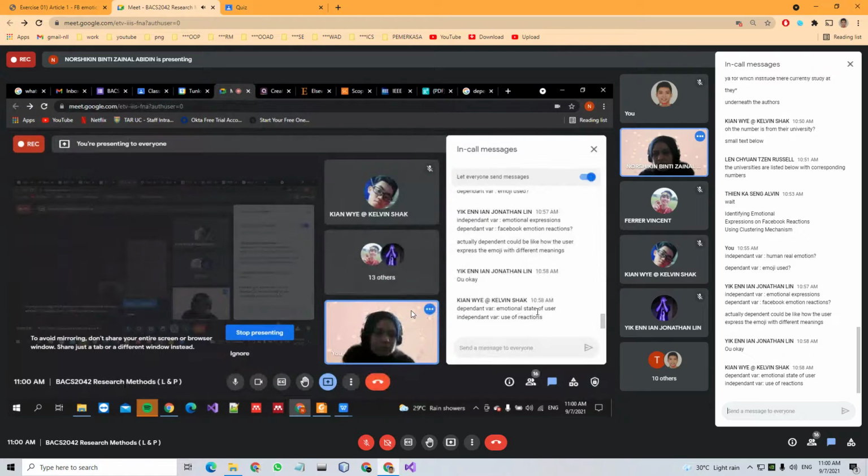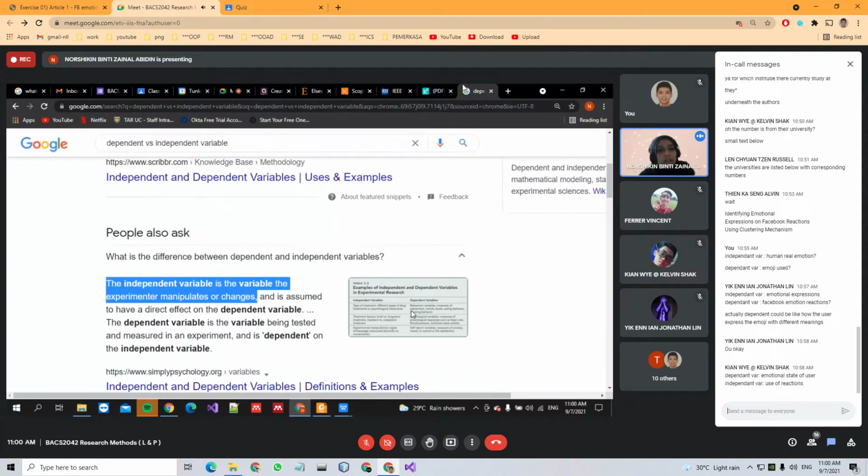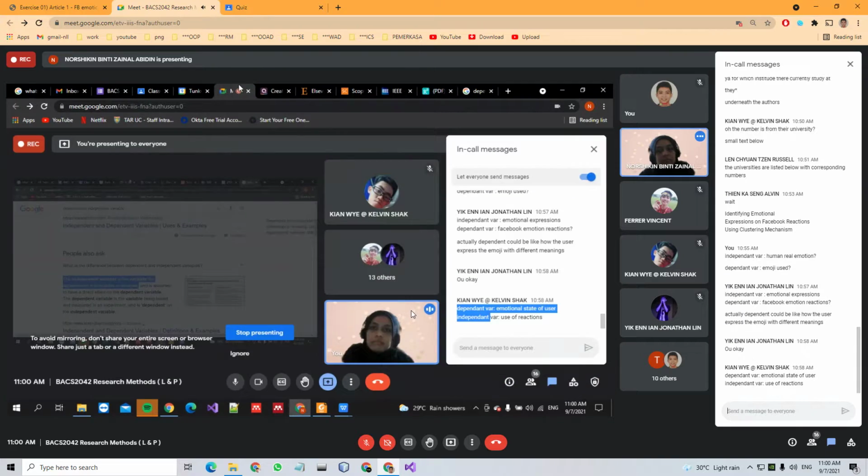emoticon or user reaction, the use of reaction, the emoticon of Facebook. So what's the dependent variable? It is the real state of emotion of the user. So that's how you write your dependent and independent. It's very important for you guys to know what the dependent and independent variable are.